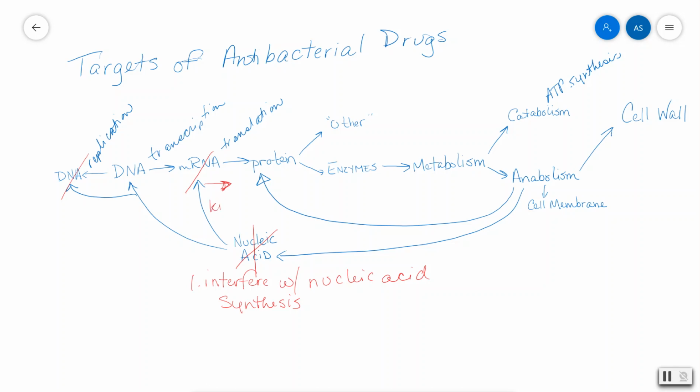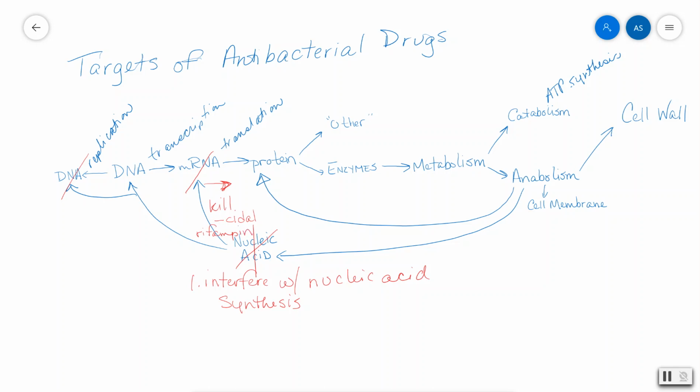Ultimately, this is going to kill the cell, and so these types of drugs are given the suffix "cidal." They're bactericidal because they are going to kill that cell eventually. And an example of a drug that interferes with RNA synthesis is something called rifampin.